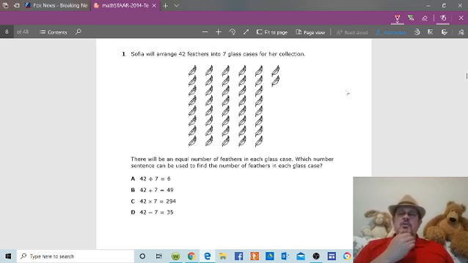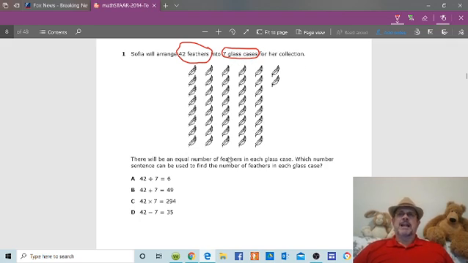Now, what I've always told y'all is that it's one thing to read it one time, but you really need to read it several times and take it in sections. Remember, one step at a time. So let's go again. Sophia will arrange 42 feathers into 7 glass cases for her collection. So we've got 42 feathers, and 7 glass cases.